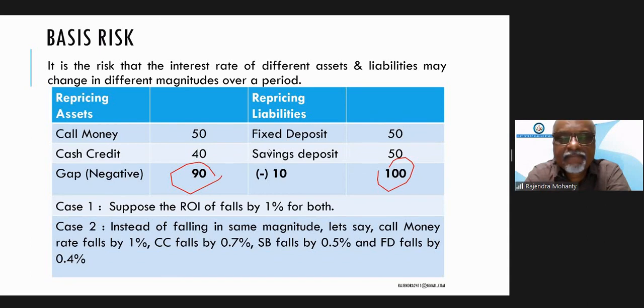Sir, gap is negative and rate is also decreasing, so it is positive. Okay. Gap is negative, rate also decreasing. So it is positive. Are you clear with the positive, negative thing? Negative, sir.